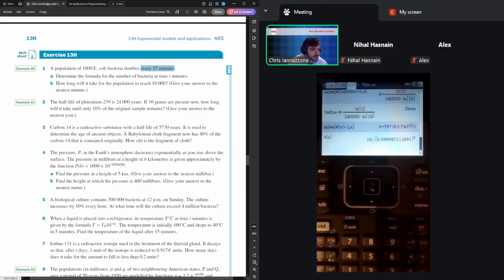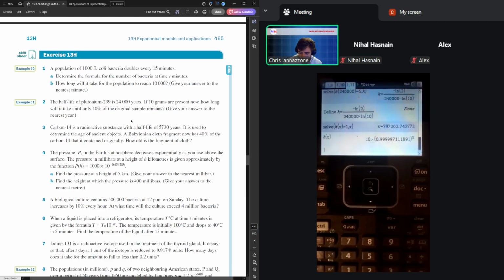Cool. Next up, question 3 is basically the same thing. Does anyone want me to redo? Actually, is it? Hang on. It's similar. Yeah, it is actually different enough, worth pointing out. So once again, half-life, different value, of course. The cloth fragment now has 40% of what it contained originally. How old is it?